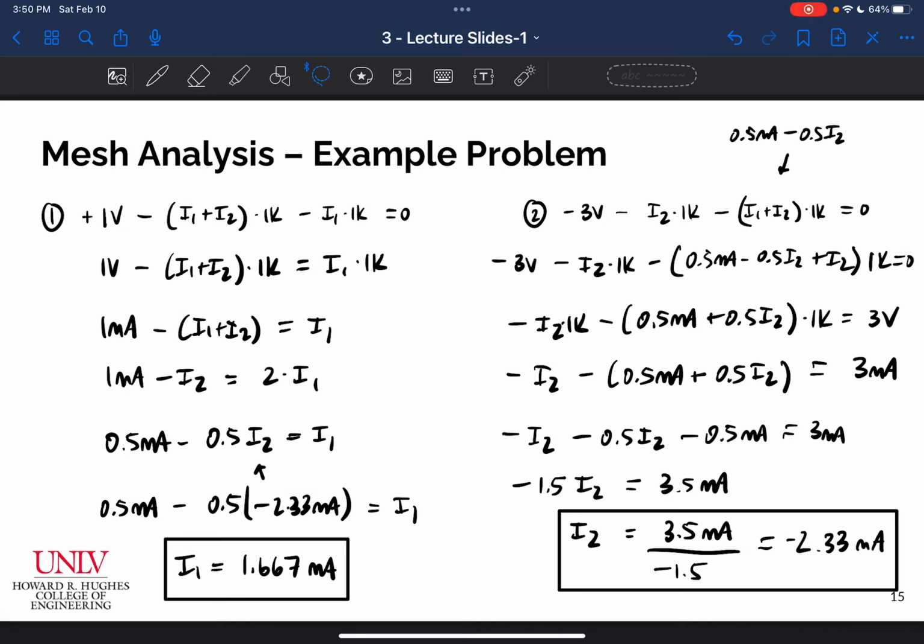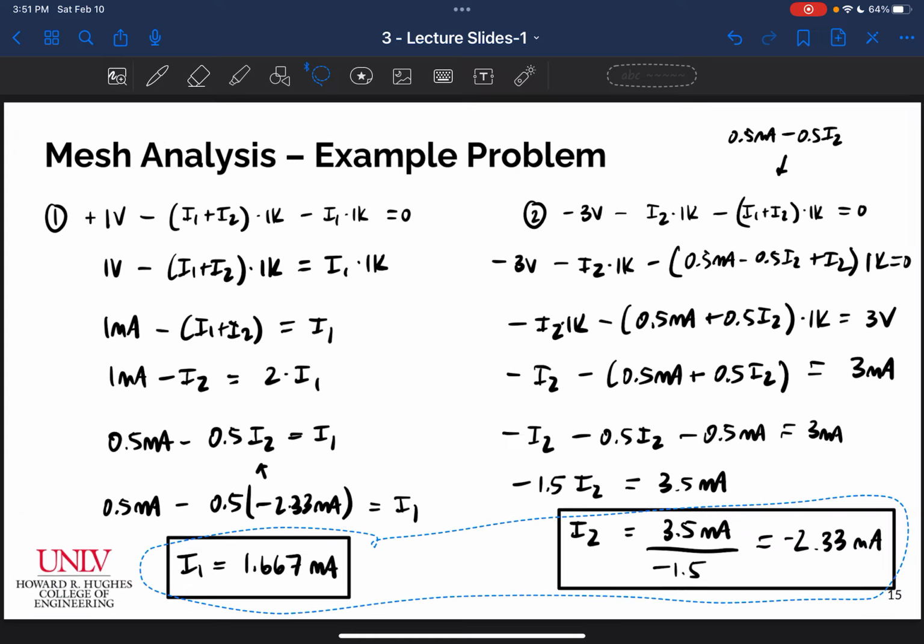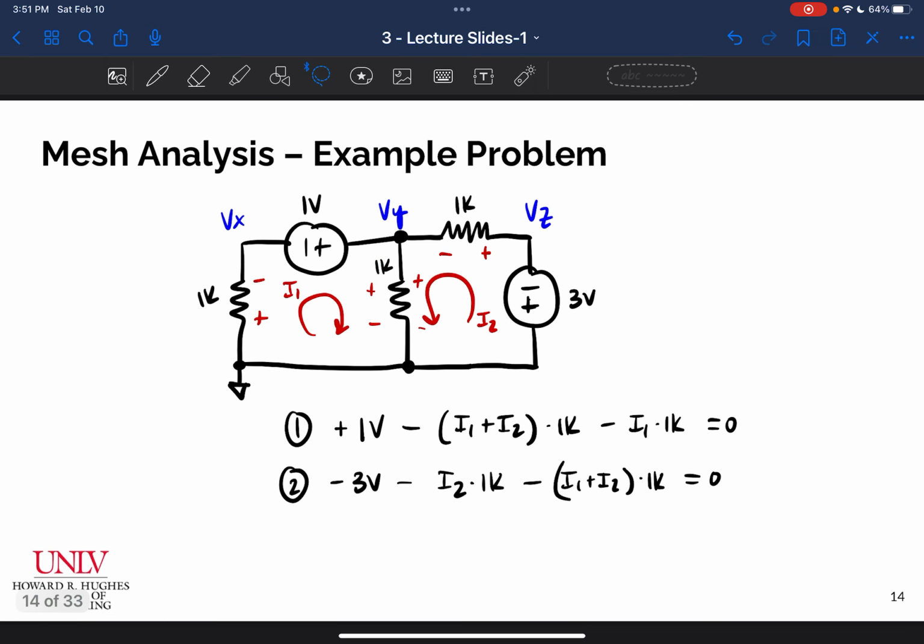All right, so we just did all this algebra and we determined I1 and I2 in the circuit. Let's go ahead and take those values over to the original slide, and then we can solve for the voltages that we need, okay? So we're going to go here.